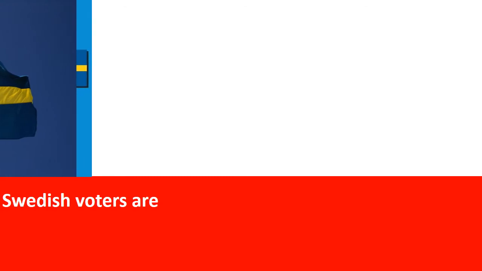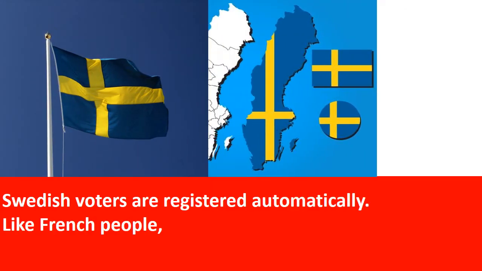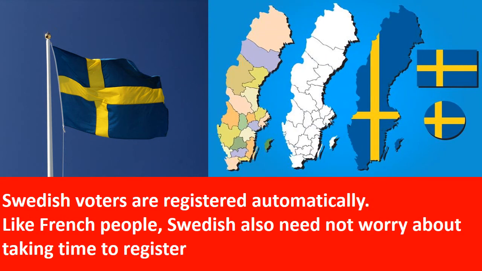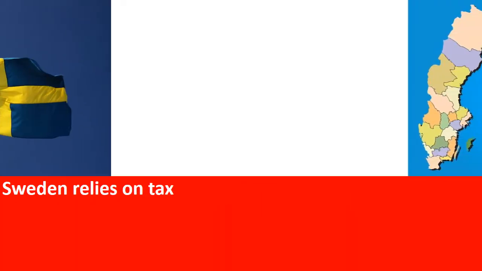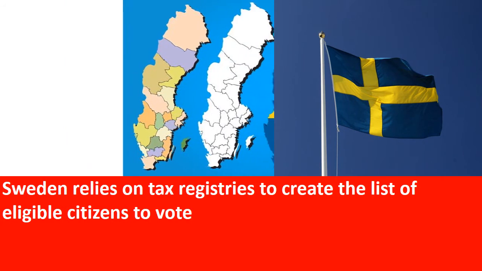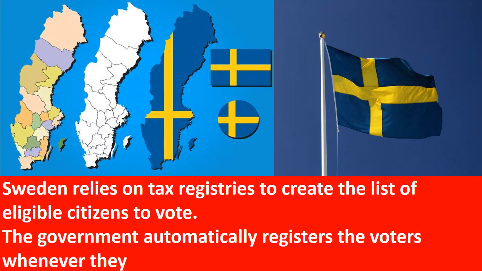Swedish voters are registered automatically. Like French people, Swedes also need not worry about taking time to register to vote. Sweden relies on tax registries to create the list of eligible citizens to vote. The government automatically registers the voters whenever they are eligible.